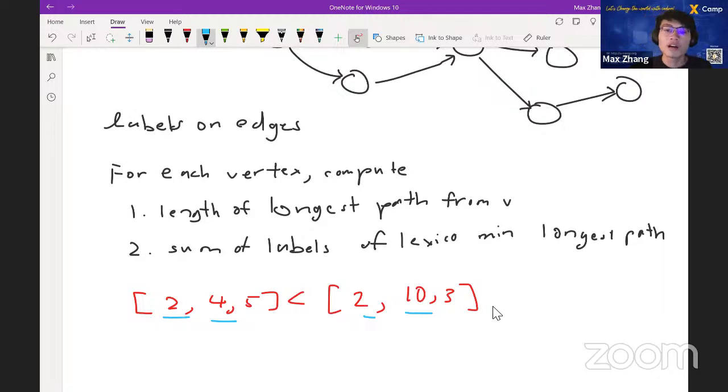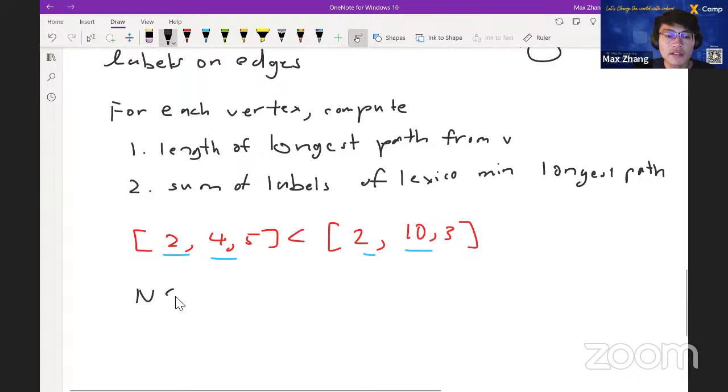Okay, so how can we approach this problem? Oh, and the constraints, I believe, are n less than or equal to 2 times 10 to the 5, and m less than or equal to 4 times 10 to the 5.